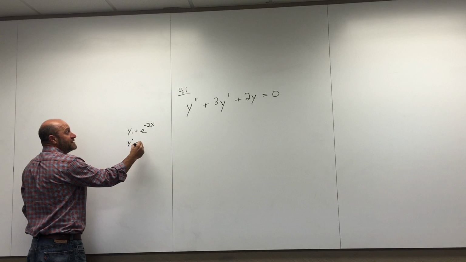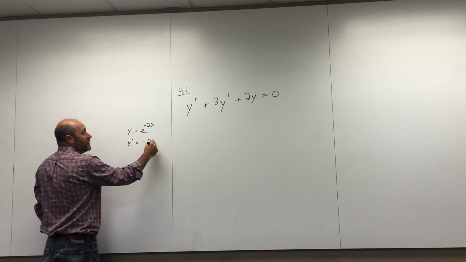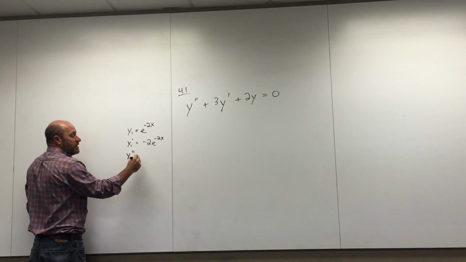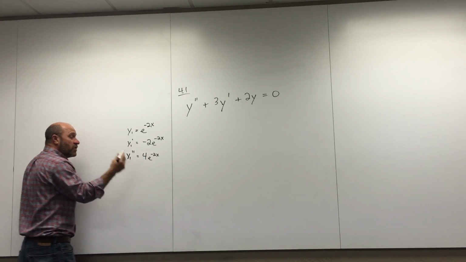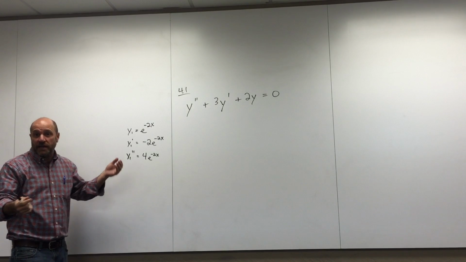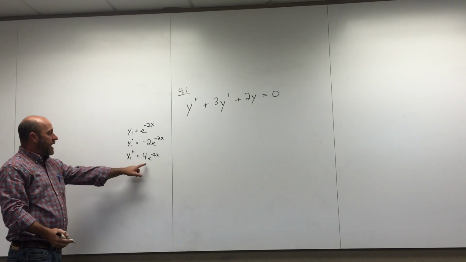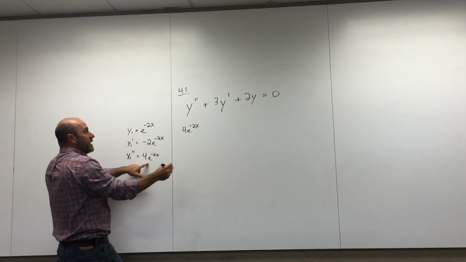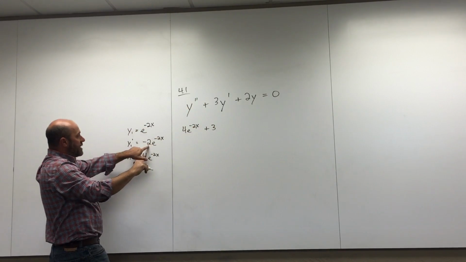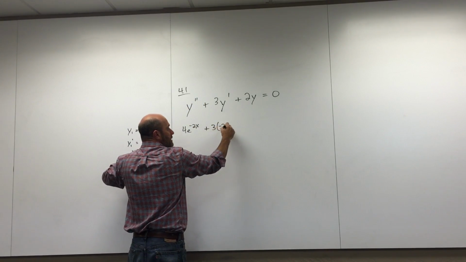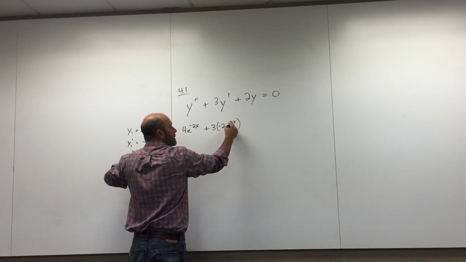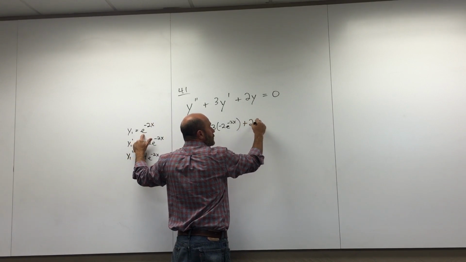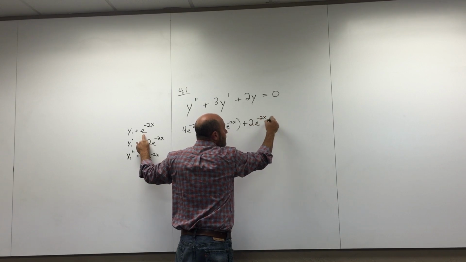y1 prime is negative 2 e to the negative 2x, and y1 double prime is a positive 4 e to the negative 2x. Okay, so when I plug these in, it should work, meaning we should have a true statement. When I plug this in for y double prime, that's that, plus 3 of these y primes, and y prime is negative 2 e to the negative 2x, and then 2 regular y's, so positive 2 of the regular y's.